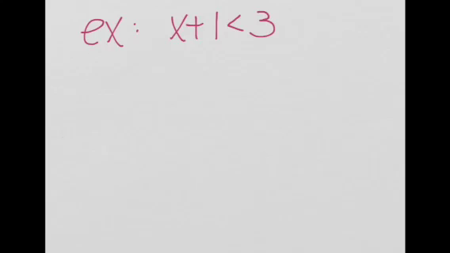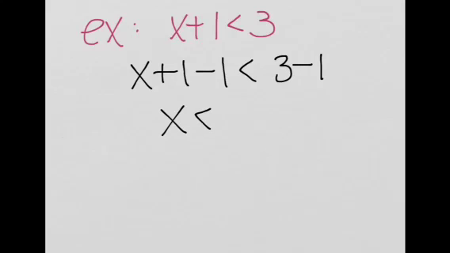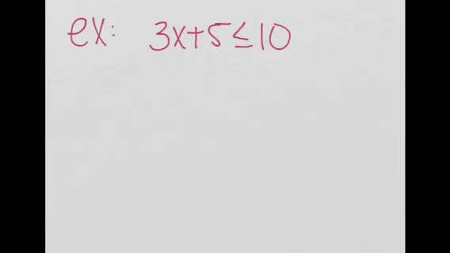So example, x plus 1 is less than 3. So what we're going to do is, we want to isolate the variable, so we're going to subtract 1 from each side. And then we get x is less than 2. And this is the solution for this inequality. Let's try the next one.